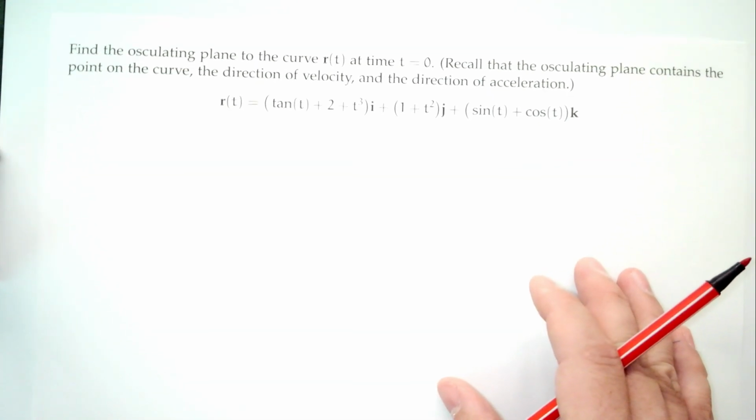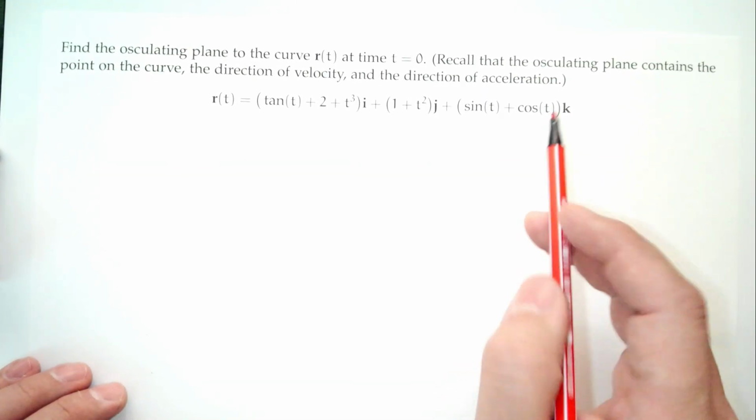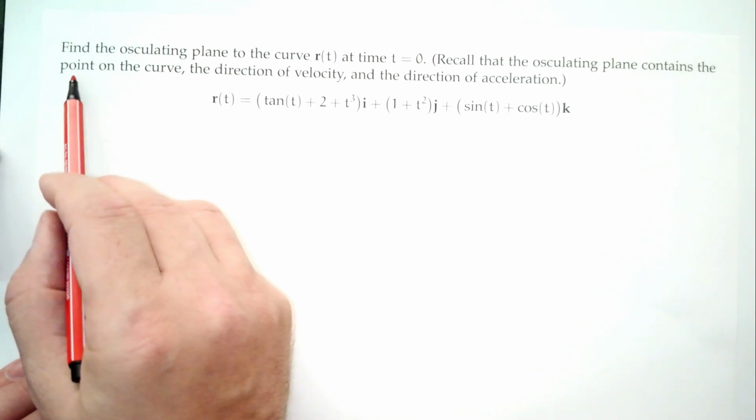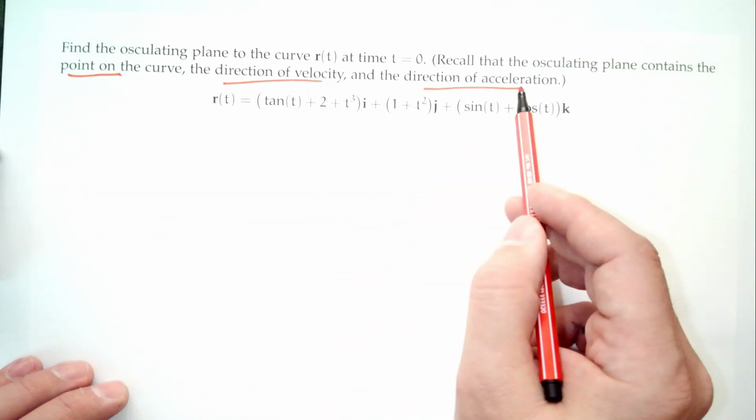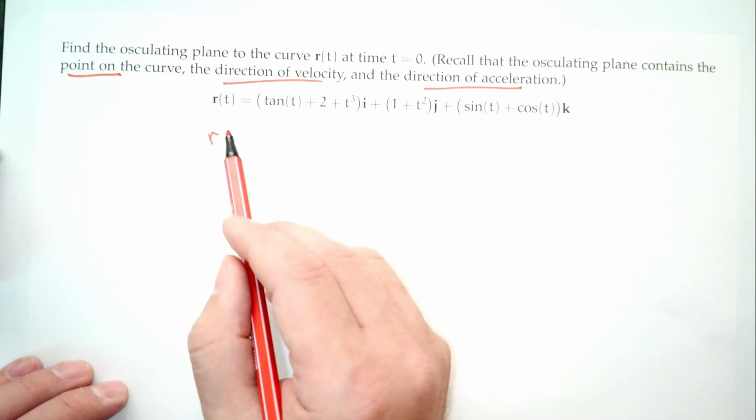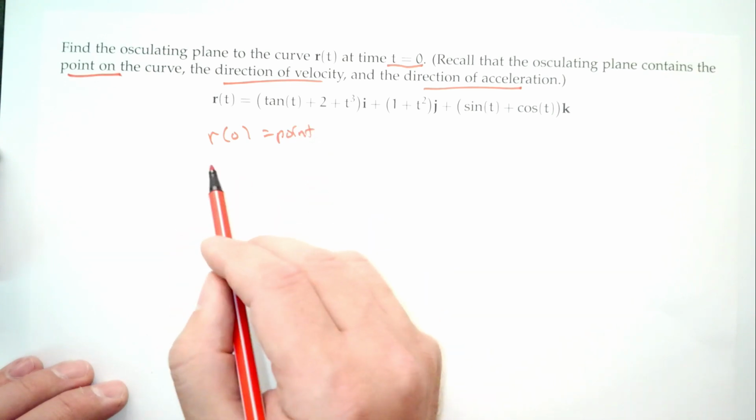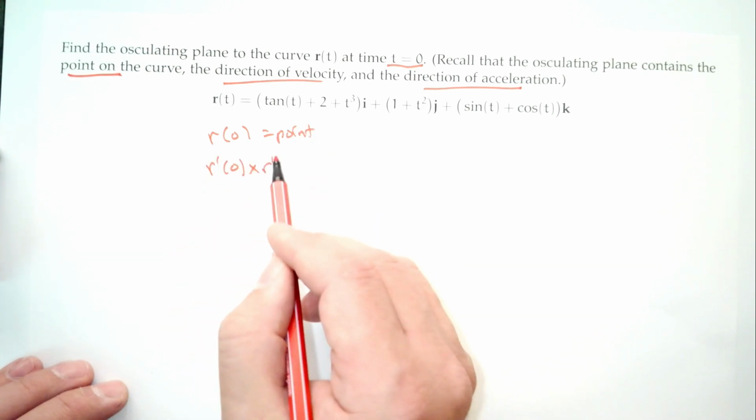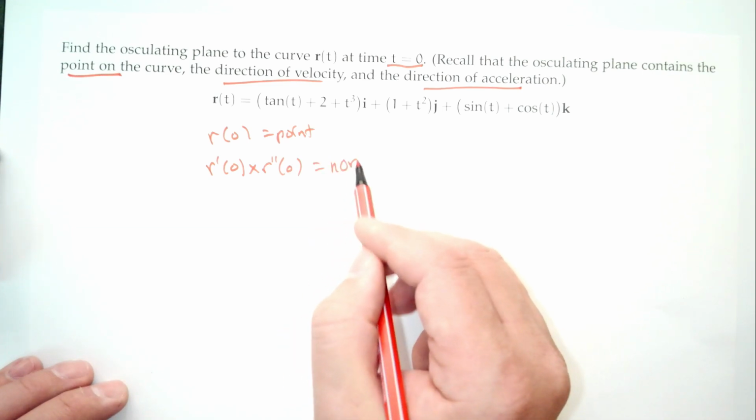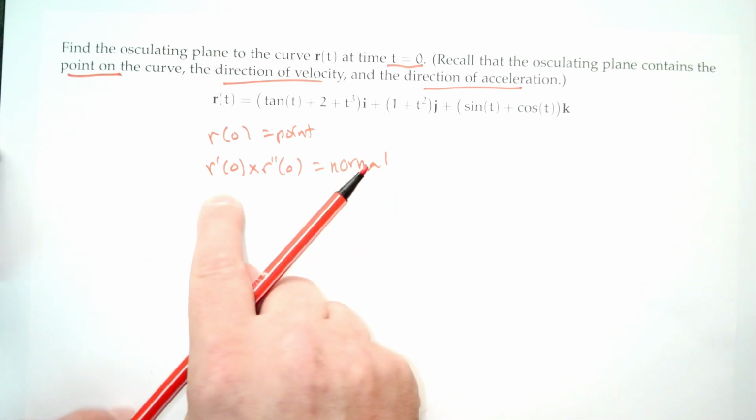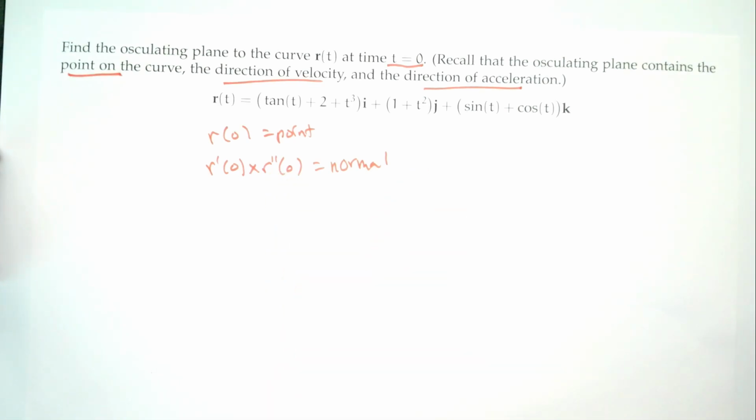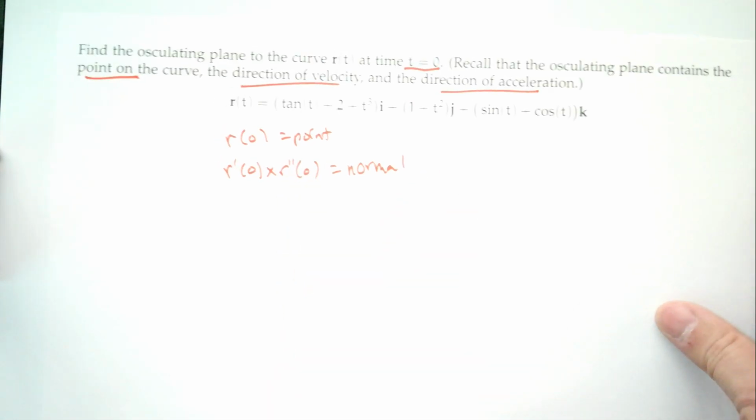So let me talk about one or two more things. Find the osculating plane. The osculating plane is pretty simple because we need it to have a point and two directions. The point is r at 0, because it's time 0. For your normal, you take r prime cross r double prime, and that's your normal, because that way it'll contain velocity and it'll contain acceleration. Once you have your point and your normal, life is good.